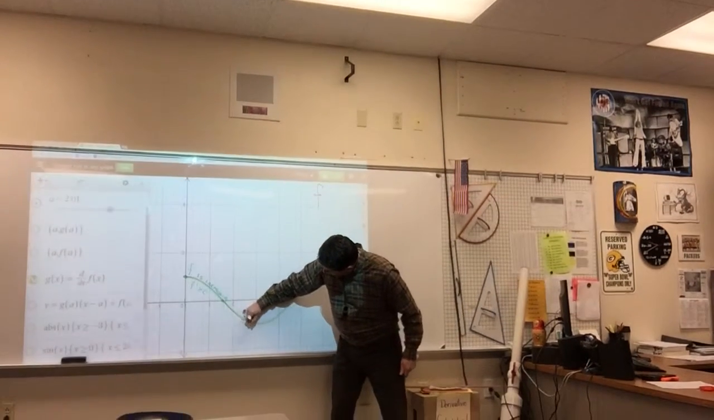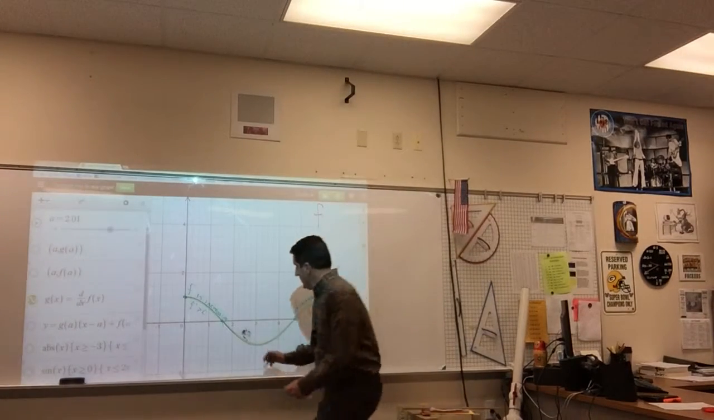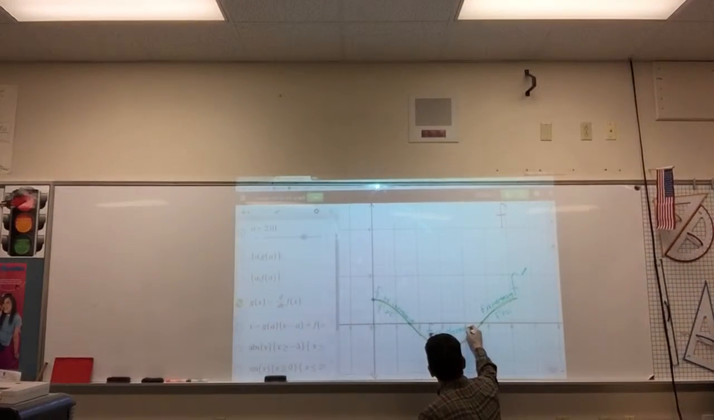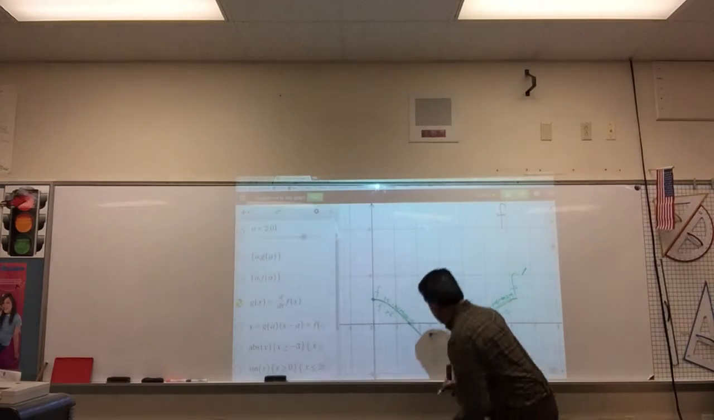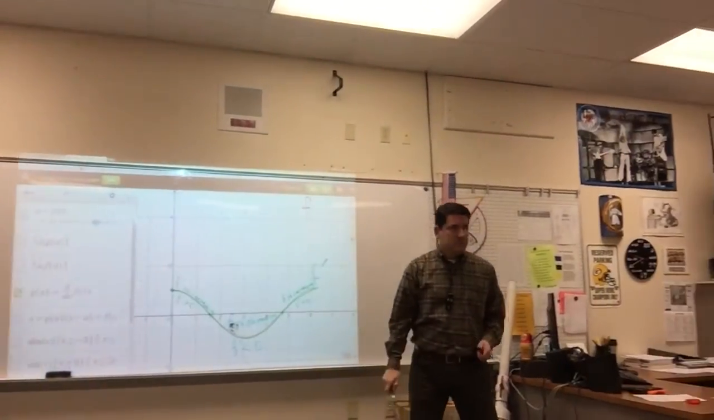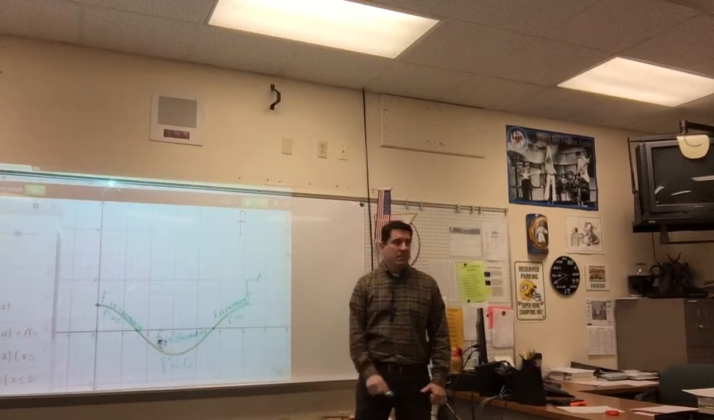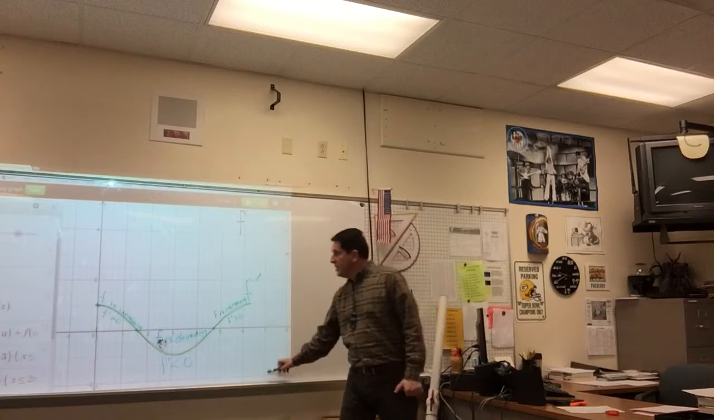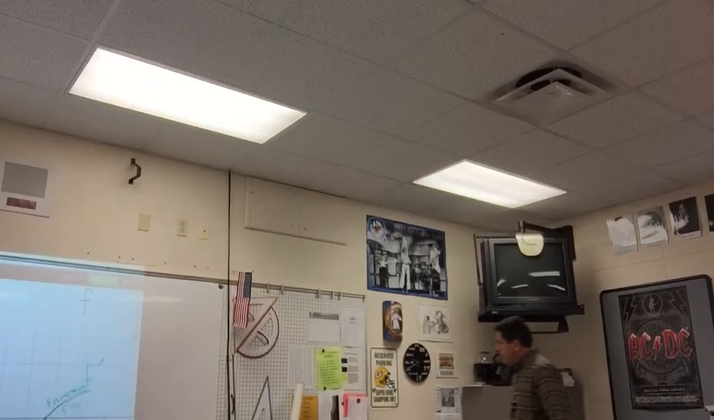Then what's happening between here and here? F is decreasing on the interval from here to here because f prime is negative. Remember, this is the graph of f prime. It's the derivative. Okay. Now, let me show you what the function looks like.